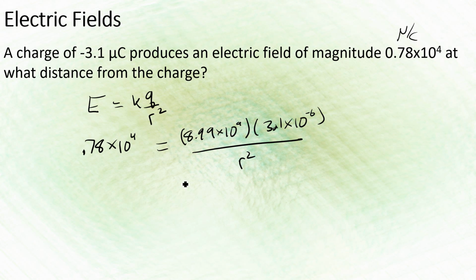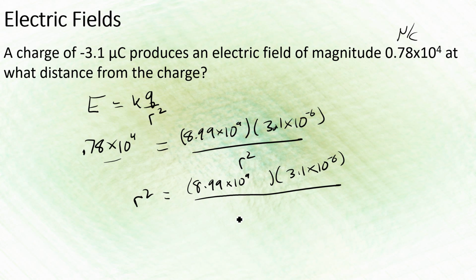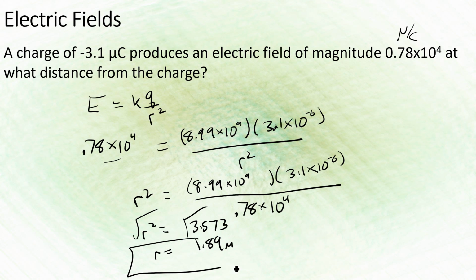Again, we'll cross multiply, and I'll get the r on the left. So basically, r squared equals 8.99 times 10 to the 9th times 3.1 times 10 to the negative 6, and then we end up dividing by the 0.78 times 10 to the 4th. And we get r squared equal to what I wrote last time, because I'm looking at the wrong spot. So we square root this, and r equals 1.89 meters.